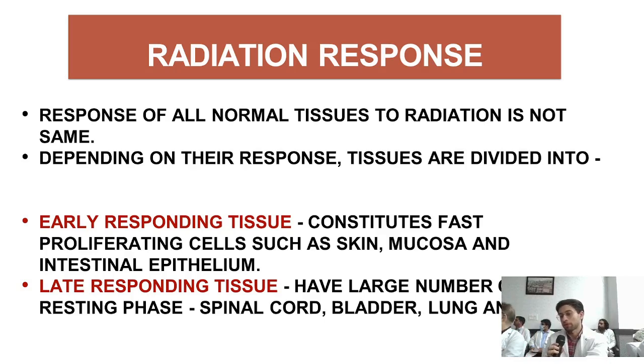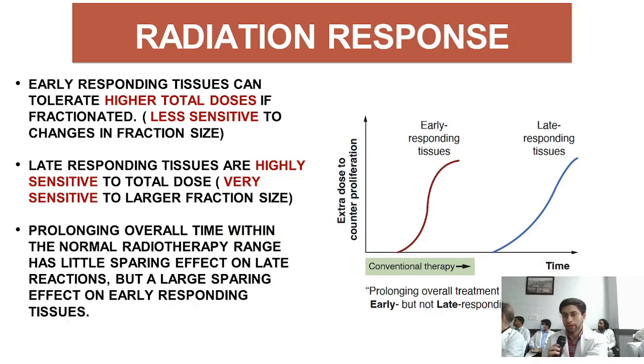And this is really important for us in radiation oncology, because we actually decide the dose and everything according to them. If I talk about radiation response, the early responding tissues can tolerate a higher total dose if fractionated. That makes them less sensitive to changes in fraction size. And late responding tissues are more sensitive to the total dose and can be very sensitive to large fraction size.